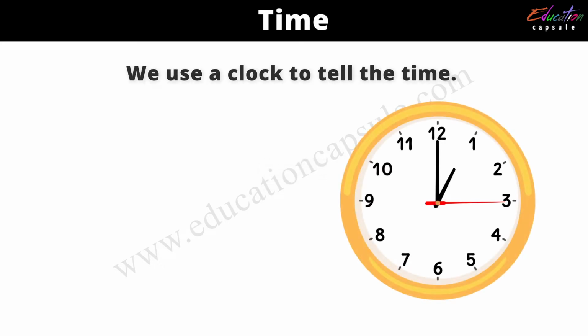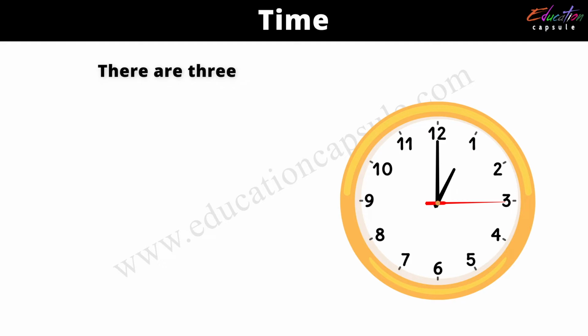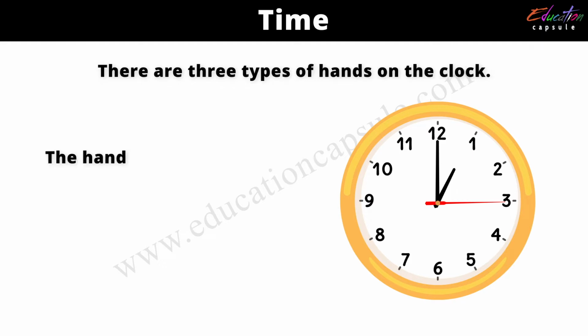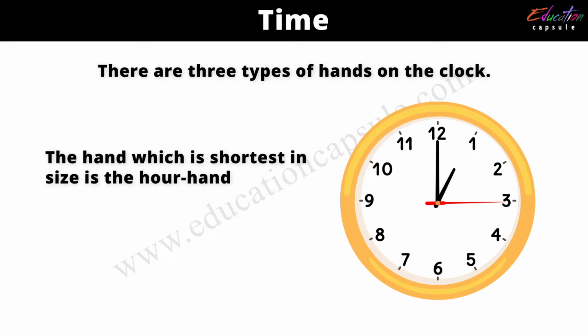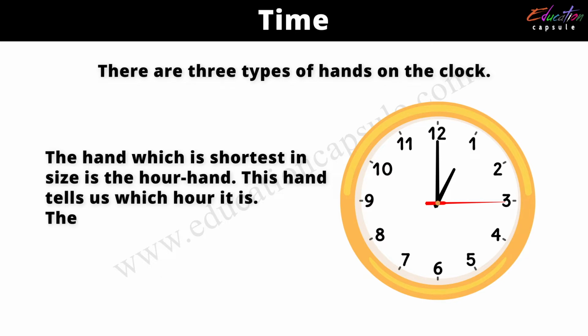Hi, today we are going to learn about time. We use a clock to tell the time. There are three types of hands on the clock. The hand which is the shortest in size is the hour hand. This hand tells us which hour it is.